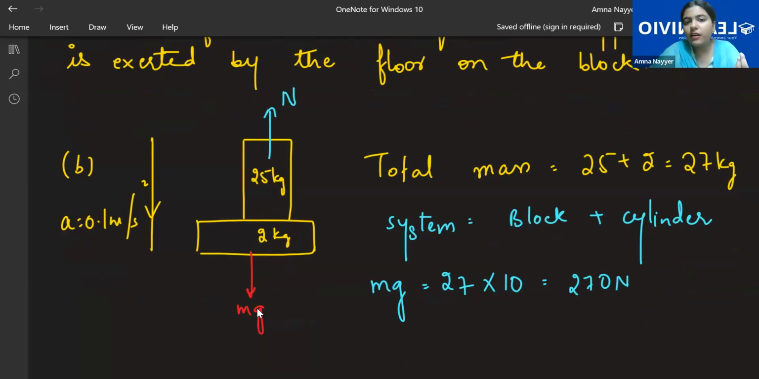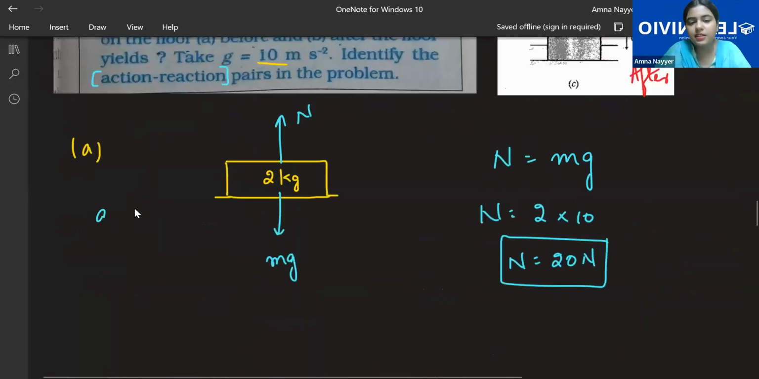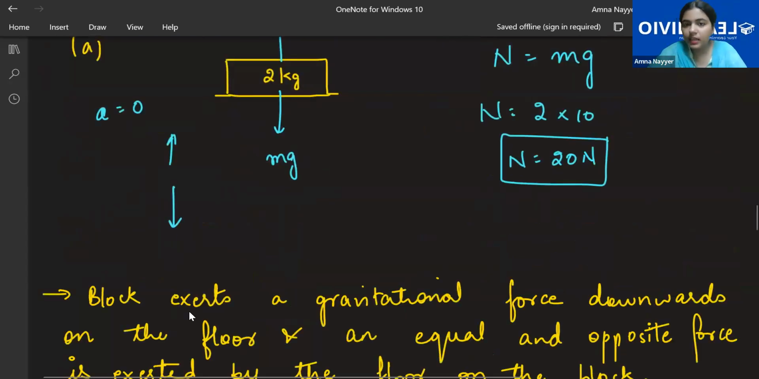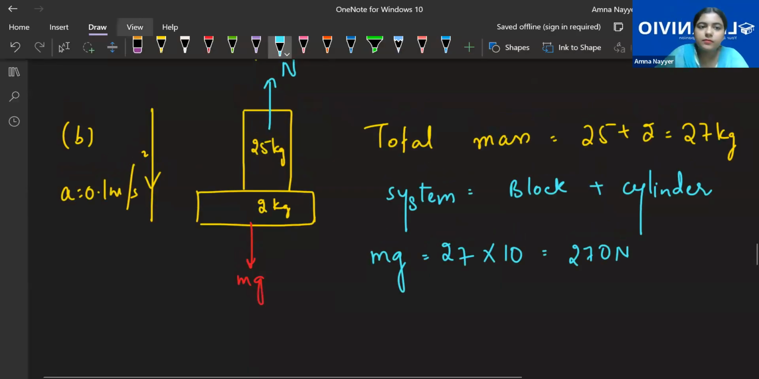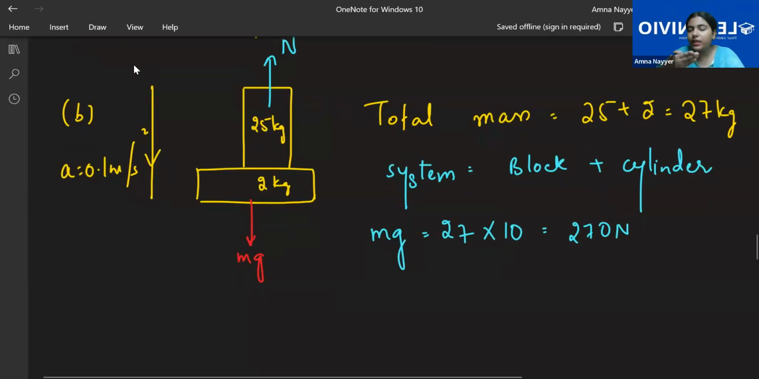When can you say normal reaction is equal to mg? When there wasn't any acceleration. The upward forces that were acting were balancing the downward forces. Here your system is accelerating, so you won't have the same value of normal reaction. You cannot say normal reaction is 270 Newton, right? So can anyone tell me what will be the equation form? Use Newton's second law. In the elevator man problem, we did this so much. In the direction of acceleration, we take something as positive.